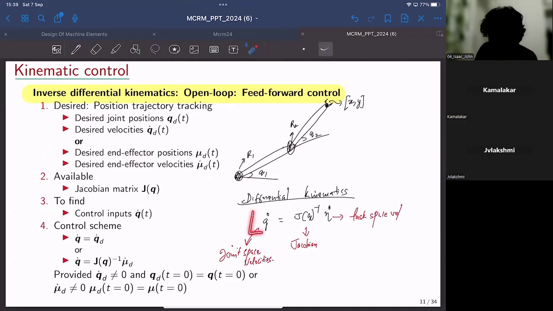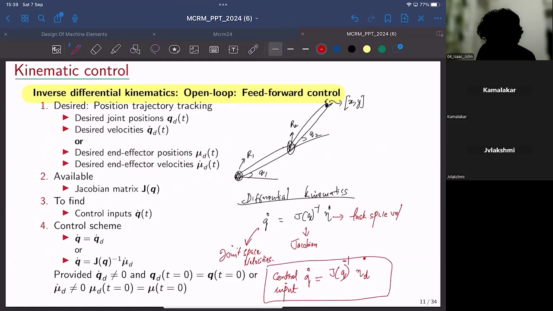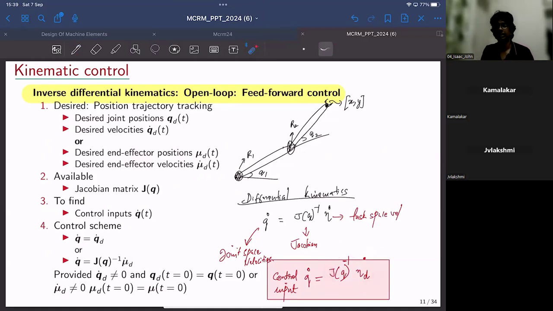So with this law, if you want your robot to move through a desired trajectory, eta desired dot, and you have your Jacobian matrix, because you can basically derive the Jacobian matrix depending on the geometry of the robot, then your control input to the motors Q dot is nothing but J of Q inverse multiplied by eta desired dot. J of Q inverse eta desired dot. That is what is possible.